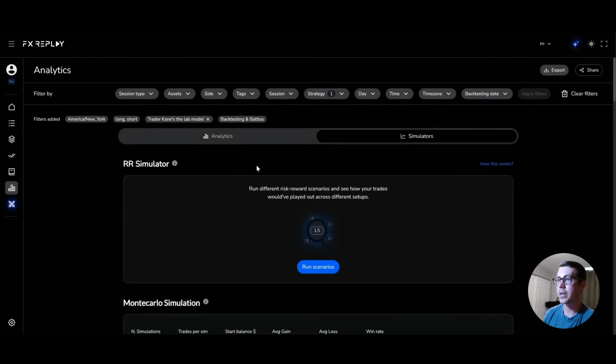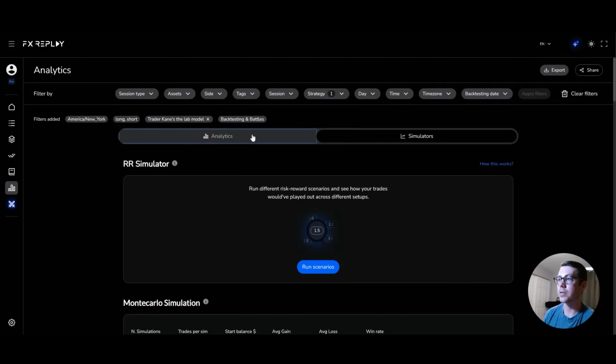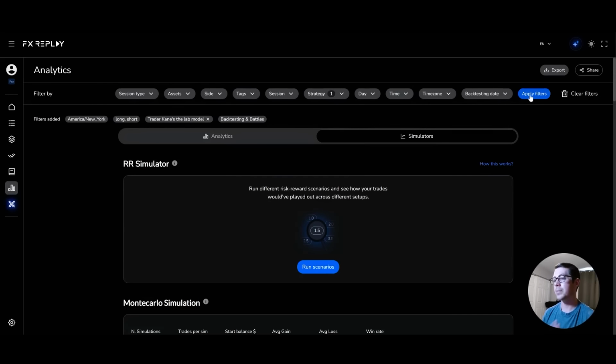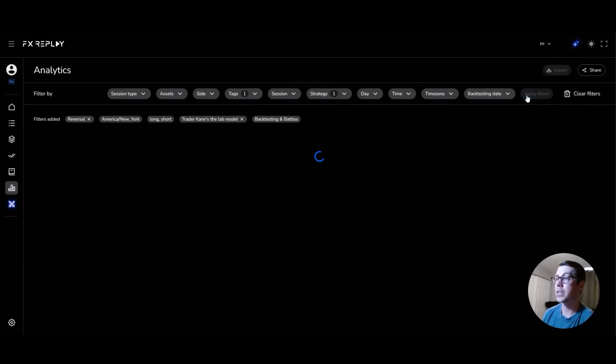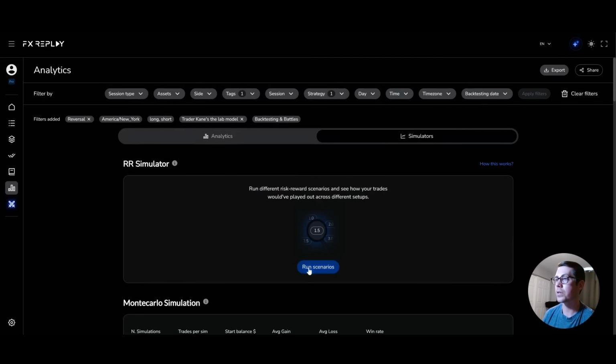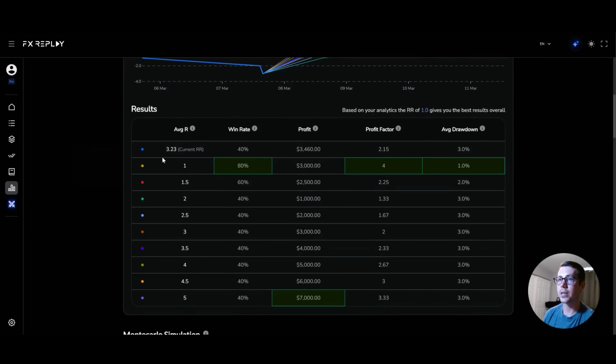So I would encourage you guys to check this out with the specific tags because the reversals may be different. Let me make sure I have all the trades, all 14 trades. Because the reversals may be different than the continuations. Again, this isn't going to be super helpful with the low sample size, but I just want to walk you guys through the process that I would do. So I'd filter on the reversals, run the risk reward simulator. And I took, 3.23 was my average.